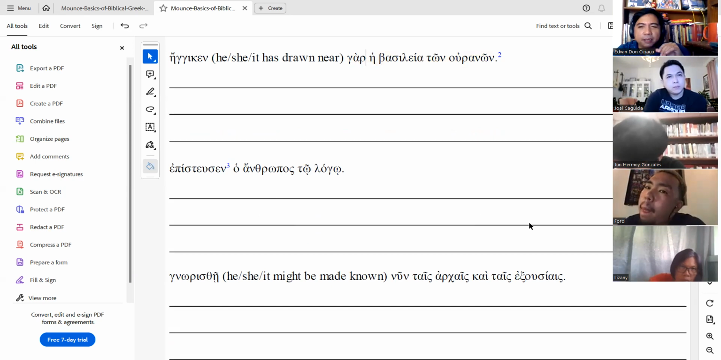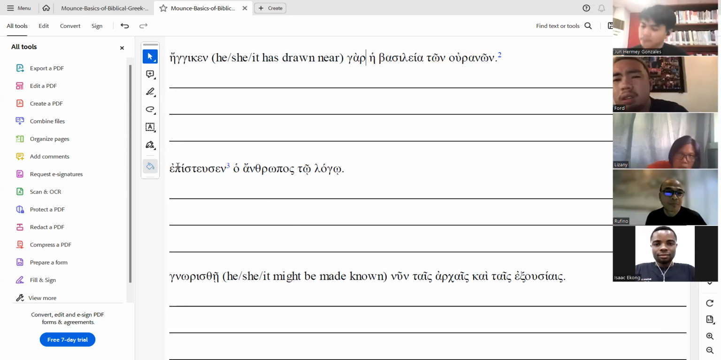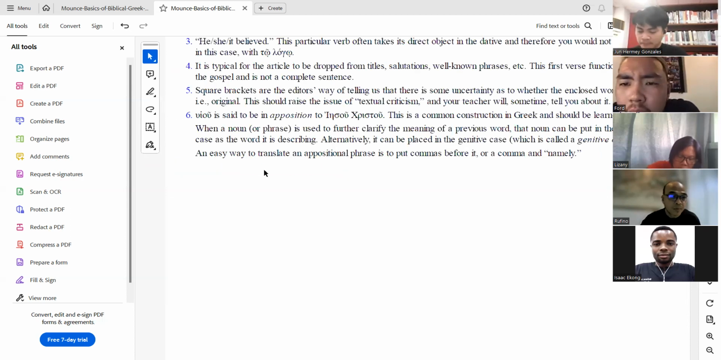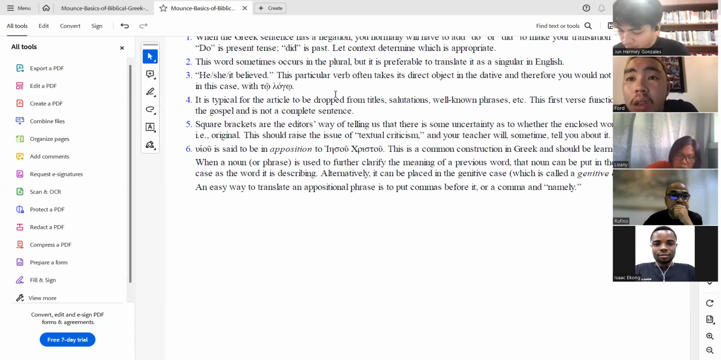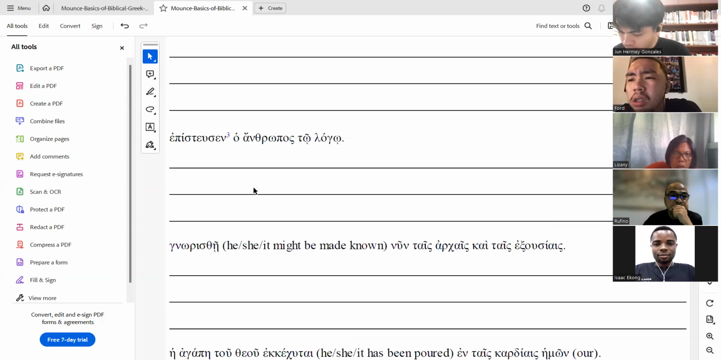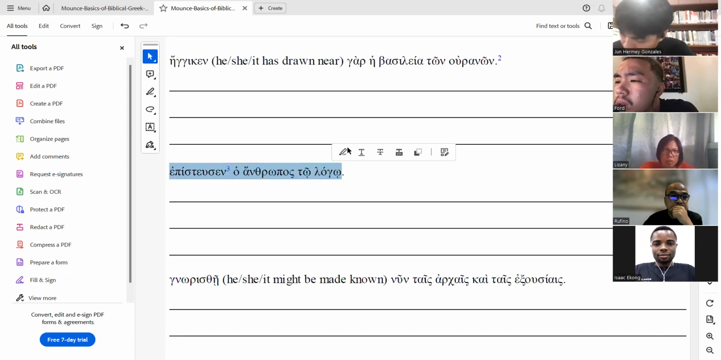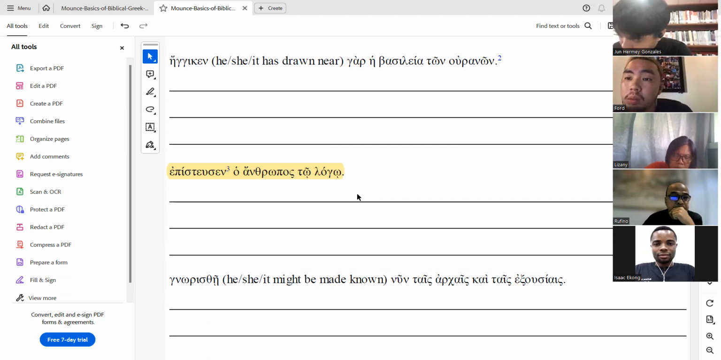Let's try Pastor Ping. Episteusen, in the footnote, says it is "he believed." But there is a clear subject. Episteusen, good. Anthropos, tō logō. Very good.